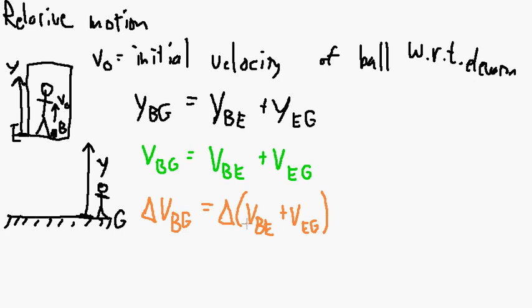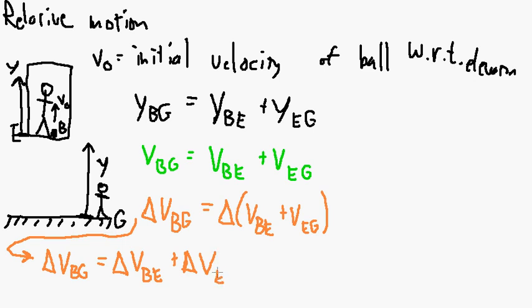Okay, the next step is to look at this part and say, well, if the sum of the ball's velocity relative to the elevator and the elevator's velocity relative to the ground changes, then it must mean that one of these two changes, or they both change, and somehow the sum of their changes is the same as the change in their sum. So I'm just going to bring that over here, and what it really means from a practical point of view is we can distribute the delta. So delta V BE plus delta V EG. Okay, and then we divide everything by delta t.